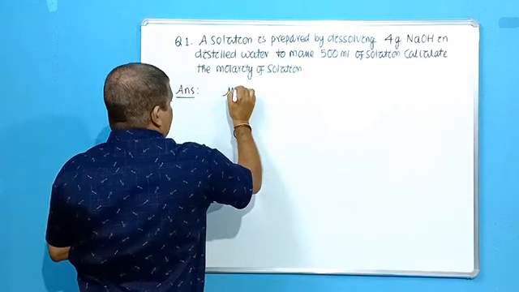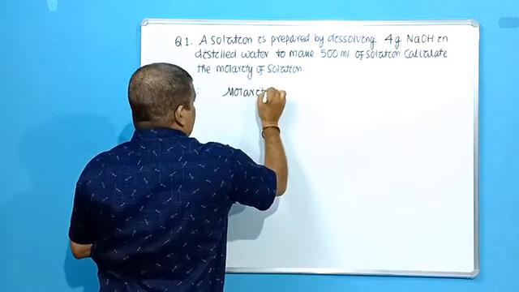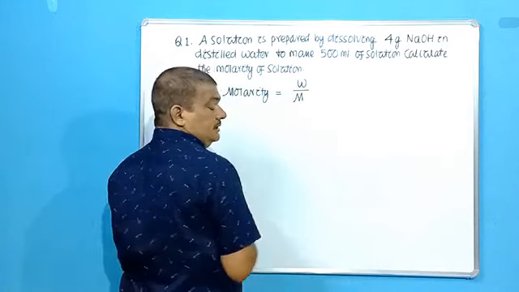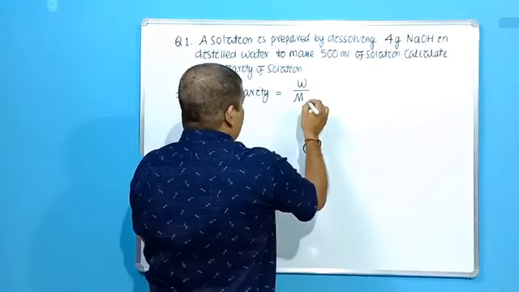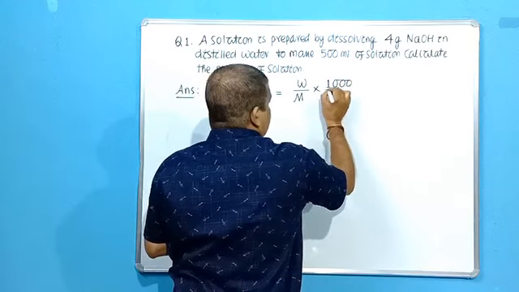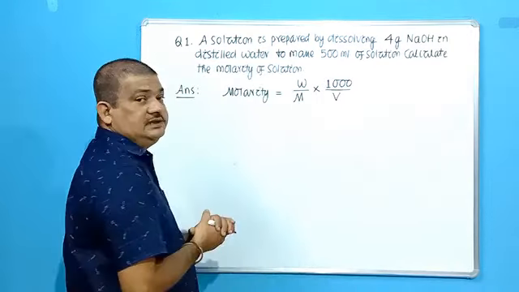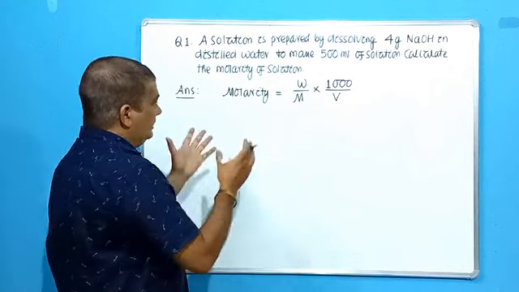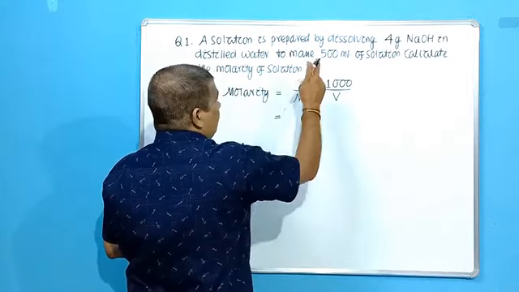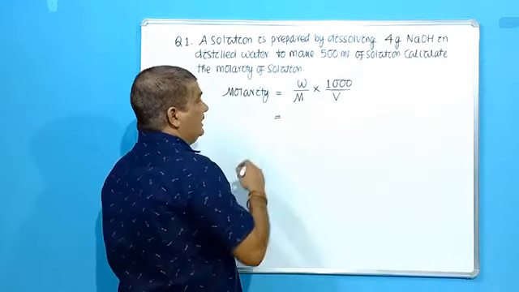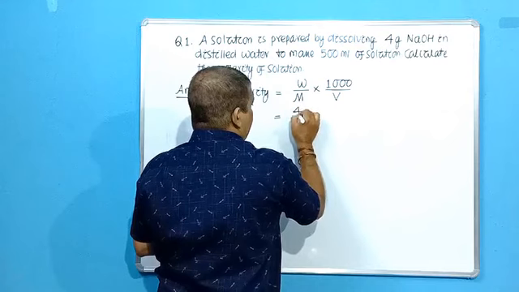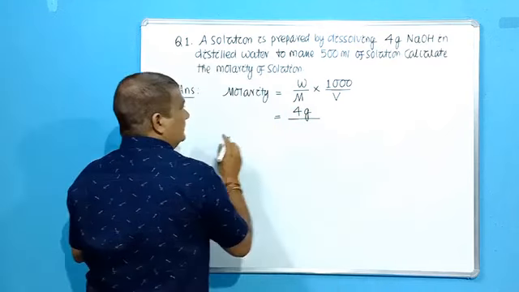So what is the formula? Molarity of any solution is given by this formula: W, that is mass of the solute in grams, divided by molar mass of the solute, into 1000 by V, where V is the volume of solution in milliliter. So you can directly put this value. So what is W here? Here the solute is sodium hydroxide, solvent is water. So sodium hydroxide given mass is 4 gram, divided by molar mass of sodium hydroxide.